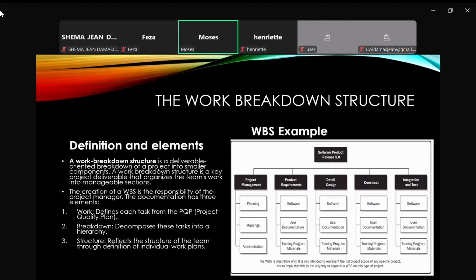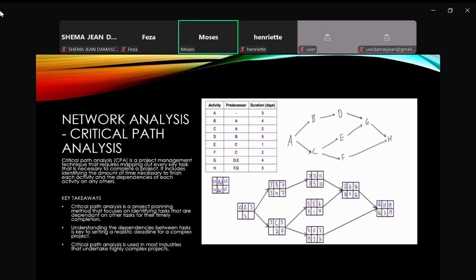And project management, start with a work breakdown structure, which is really like a diagrammatic illustration of the activities of a project. So this is something you can get in your examination.